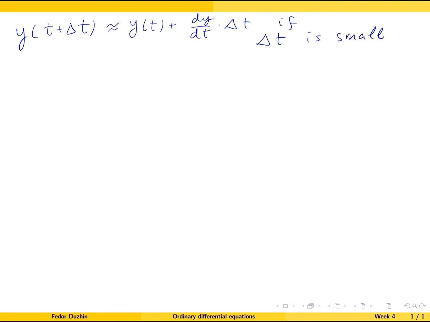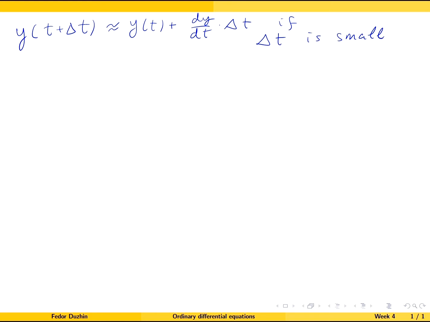Now, what is Euler's method to solve a differential equation? Euler's method is a method to construct a solution approximately, and it is based on the following formula, familiar from secondary school, I guess: y of t plus delta t, if delta t is small, is approximately equal to y of t plus dy dt times delta t. So if delta t is small. Now, what does it have to do with differential equations?